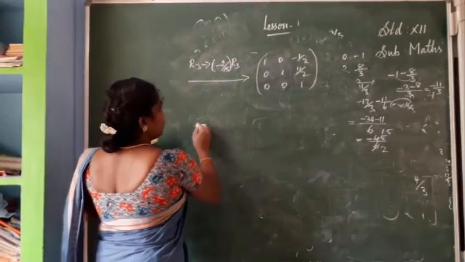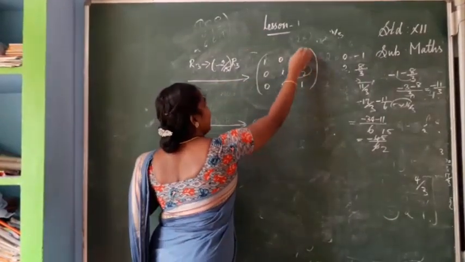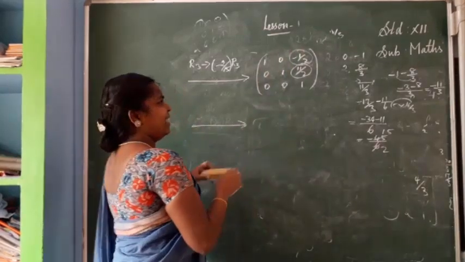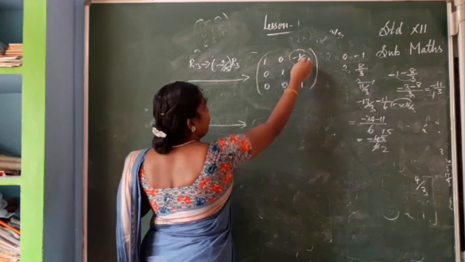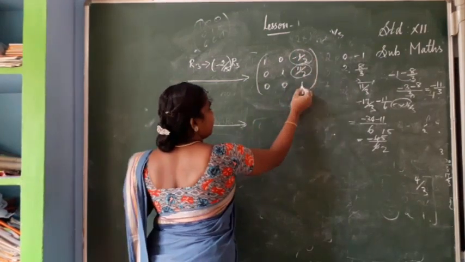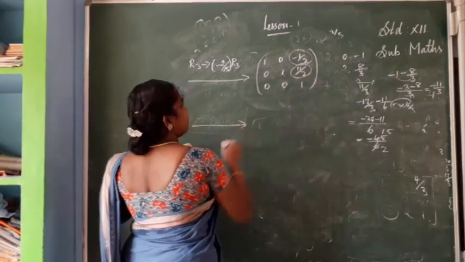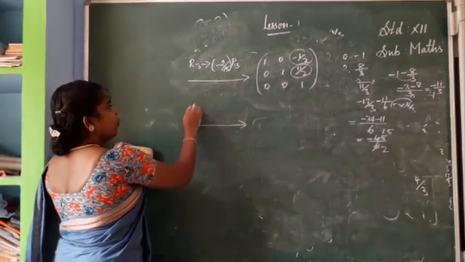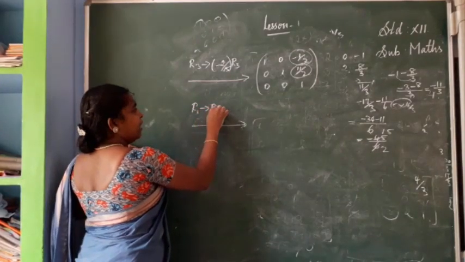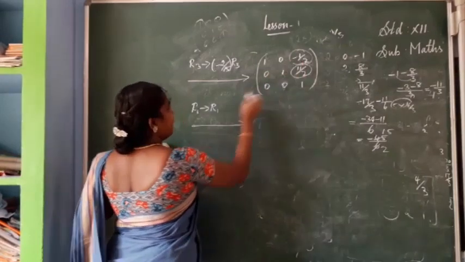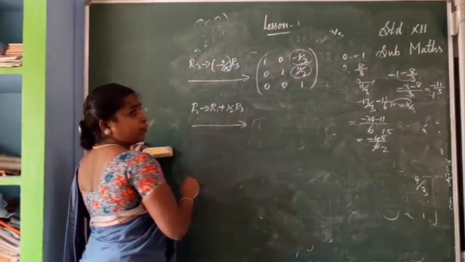Okay, two more steps, we can do quickly. Let's see how to convert these two elements into 0. Very easy. If you are multiplying R3 by 1 by 2, you will get 0 here. If you are multiplying R3 by 11 by 2, you will get 0 here. Very simple, no need for calculation. Easily you can write. Only you have to write the condition correctly. R1 gives R1, here minus, here plus, so plus 1 by 2 R3. R3 only you want to use.